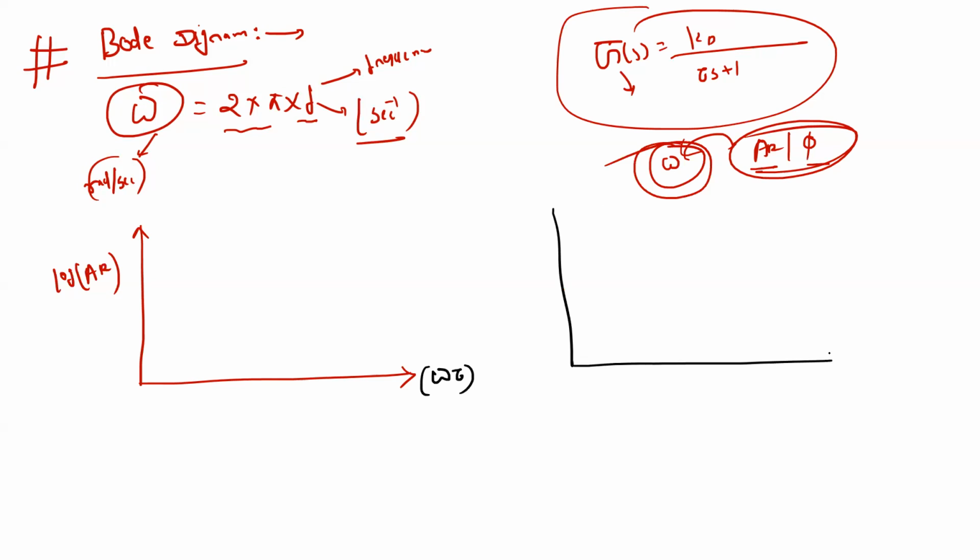Or phi versus omega tau. So this is called the Bode diagram or Bode plot, both log of amplitude versus omega tau, and phi versus omega tau, right? So we can analyze these things over here. Now, how will we plot this Bode diagram? That's very important, right? So let's move forward.